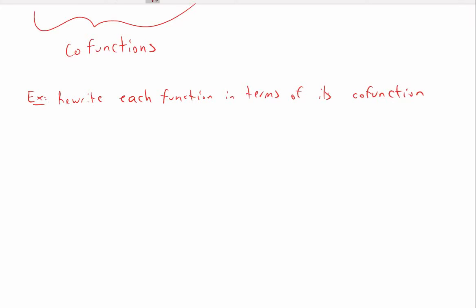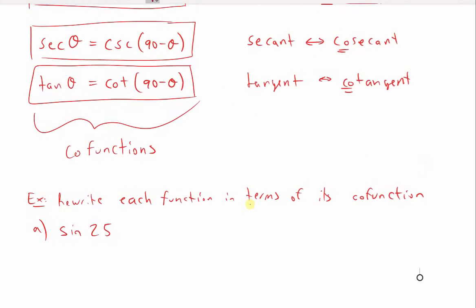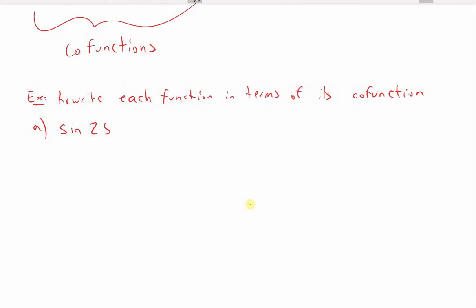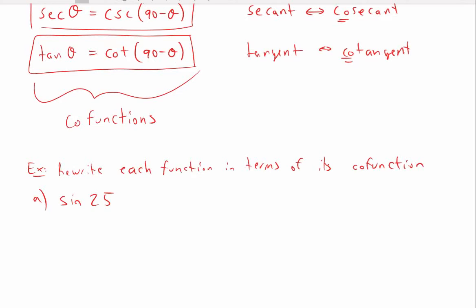So rewrite each function in terms of its cofunction. Suppose we had, we'll just do a few here, something like sine of 25. Okay, this is really simple, really straightforward. We just saw what is the cofunction of the sine function. The cofunction of the sine function is cosine. And in order to rewrite sine in terms of its cofunction, it means rewrite it in terms of the cosine.